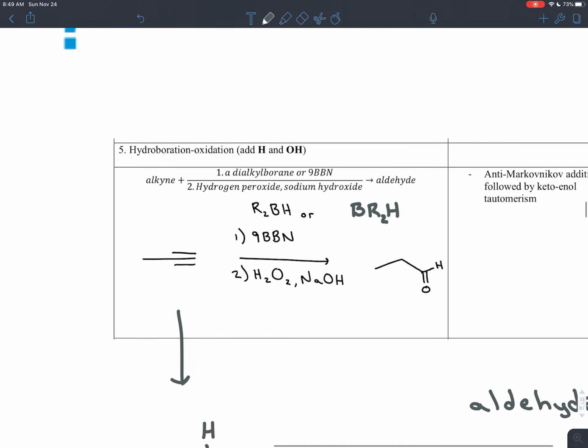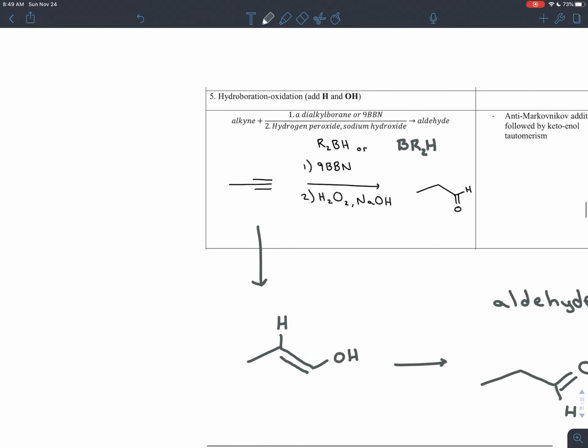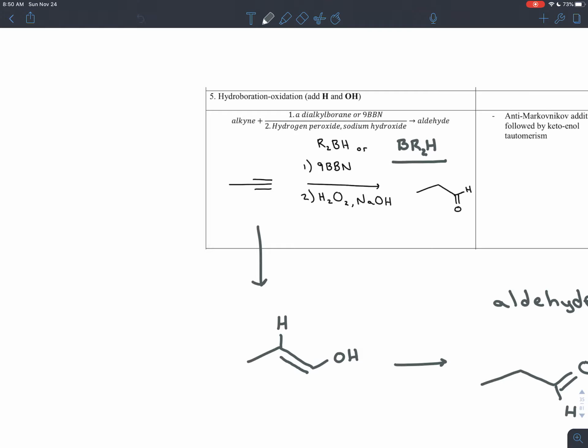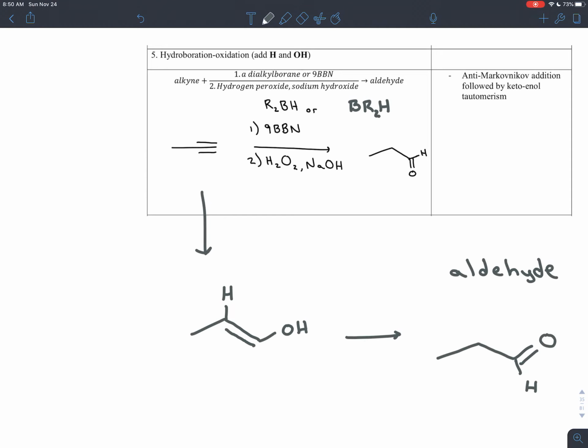Now, 9-BBN is a bicyclic compound that looks a little bit like this. So it's bicyclic, you have the boron attached to carbons on 2 ends, and you have this one hydrogen there. So that's 9-BBN. So that is also an example of this R2BH. Remember, capital R just means any carbon chain in organic chemistry. So a specific example of R2BH is 9-BBN.